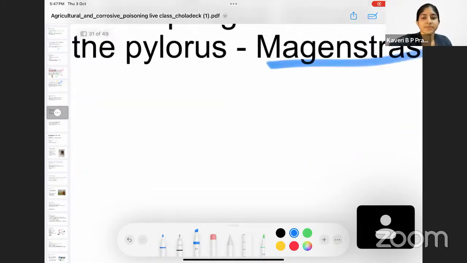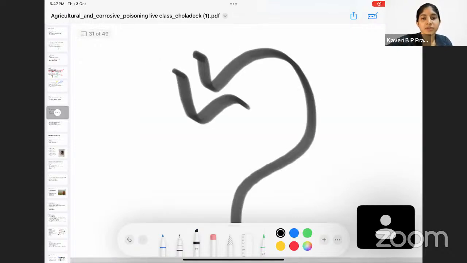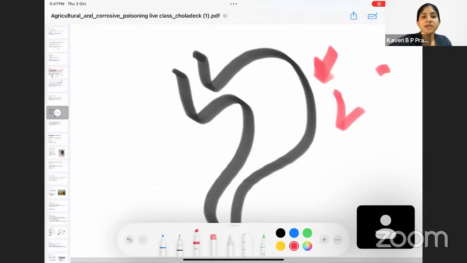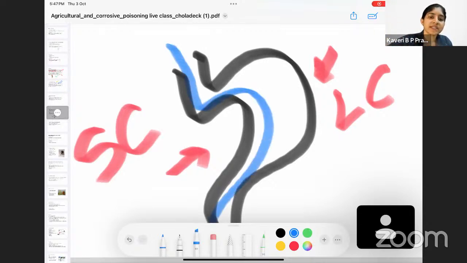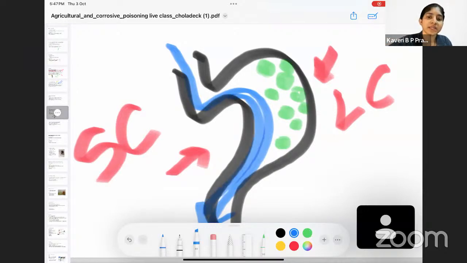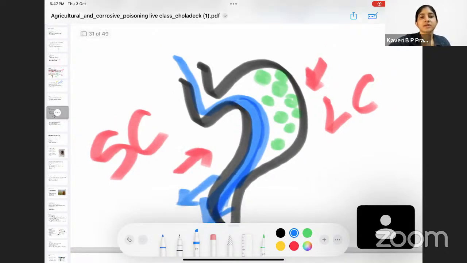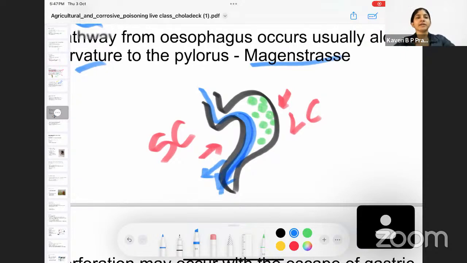So what is Magenstrasse? Now, this is how your stomach is going to look. This is the greater curvature of the stomach, and this is the lesser curvature of the stomach. Usually when a person eats food, it is going to flow through the lesser curvature and then go to the pylorus. Only when solid foods are taken will the food go here. Any liquid food is going to pass through the lesser curvature only. So this part will get corroded, and this part is called Magenstrasse. Understood? Okay.